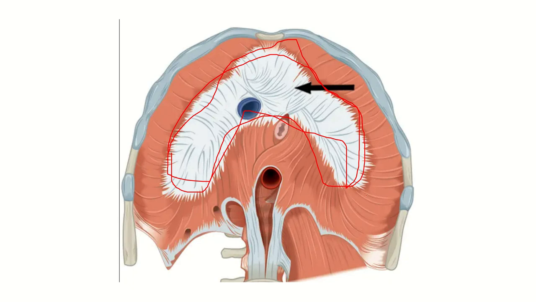The central tendon of the diaphragm lies in the center of the diaphragm, and here we can see the opening of a vessel, and this opening is known as the vena cava opening. So in the central tendon there is an opening, and this opening is named the vena cava opening.